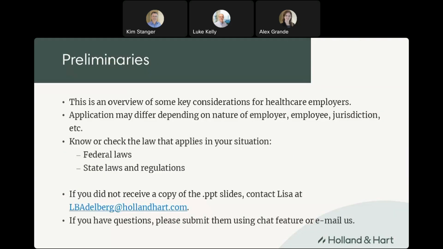This is just going to be an overview of some of the key considerations, focusing primarily on federal laws, but remember that there may also be state laws that apply. So when it comes time to applying or using any of these suggestions or comments in your particular practice or your facility, make sure that you're aware of your particular state law requirements as well as the requirements of applicable federal laws.